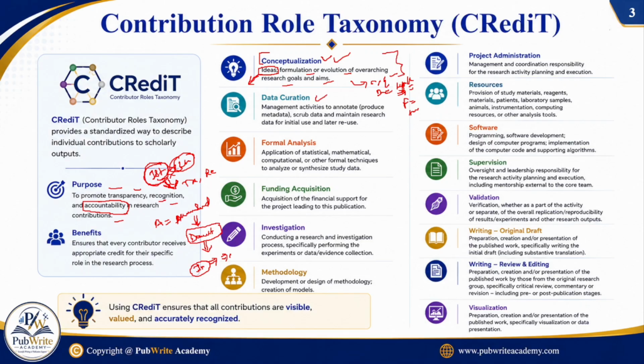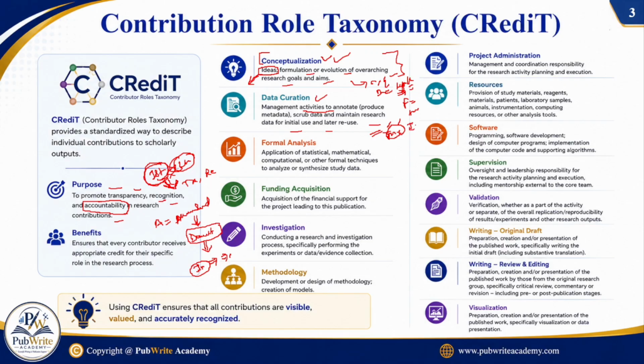Then the second part is data curation. Data curation means management activity to annotate, produce or scrub the data, or maintain research data for initial use or later reuse. So this is also important. Basically it includes data processing, data cleaning, data cataloging, everything related to the data, like integrating or aggregating data in diverse formats. Another thing is updating data descriptions; everything metadata related goes under data curation.